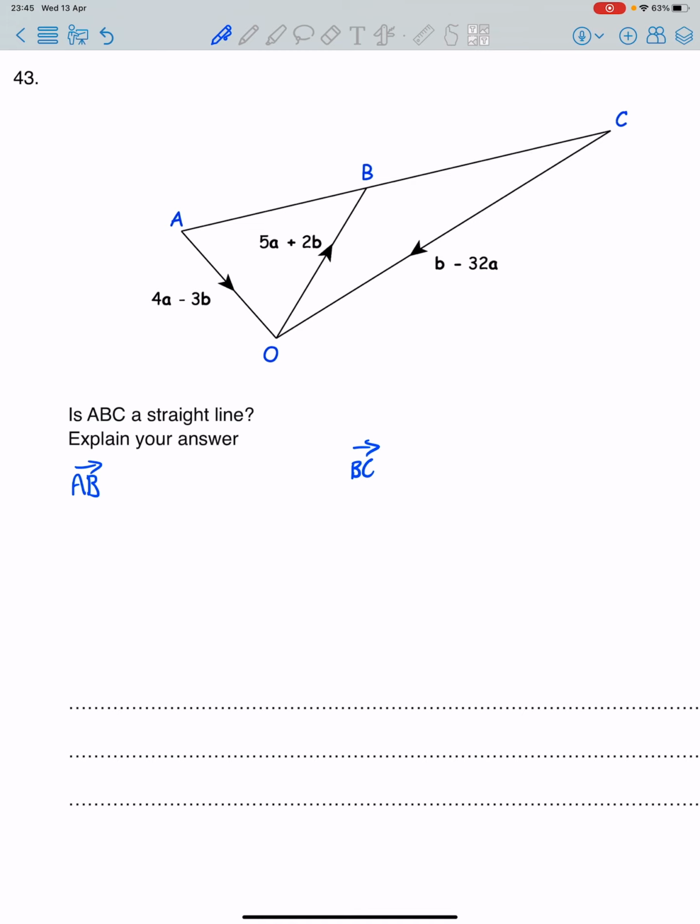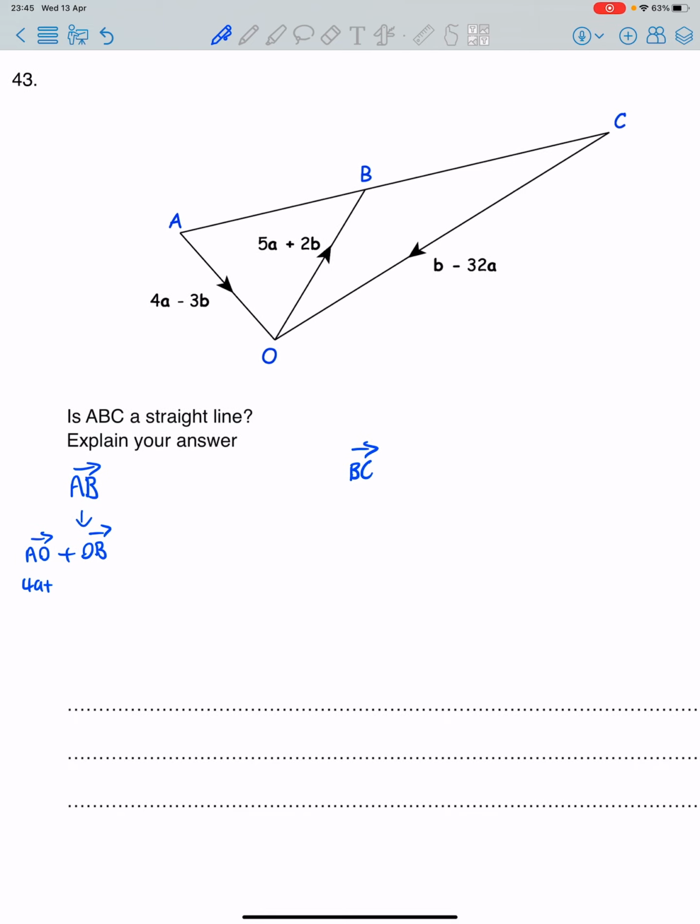So to get from A to B, we can go from A to O and then O to B. So A to O, we can see is 4A minus 3B. And O to B is 5A plus 2B. Simplify that, that is 9A minus B.